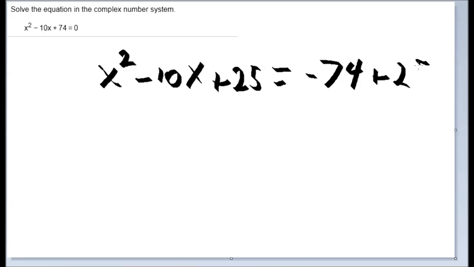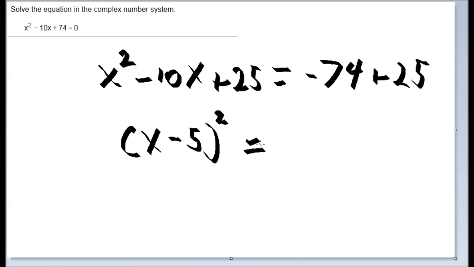And you can see from here that it wasn't going to factor anyways because this is going to have a negative answer over here. This factors easily into x minus 5 squared because minus 5 times minus 5 is positive 25, and if you add minus 5 and minus 5 you get 10. Over here you get minus 49.